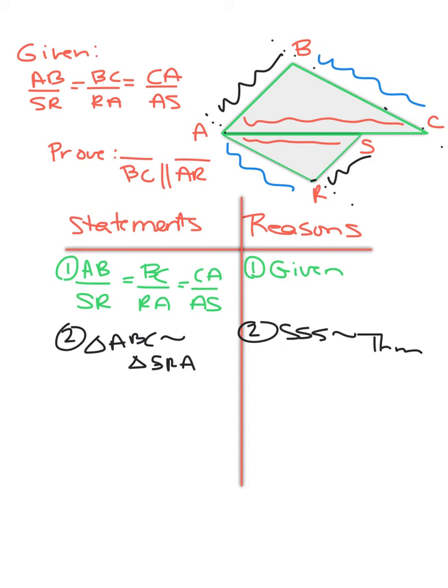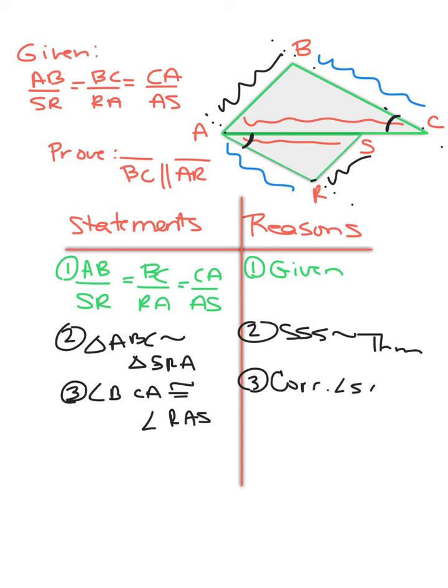And I notice that if I can say that this angle is congruent to this angle, which I can, then I have alternate interior angles if I have some parallel lines. So I'm going to kind of proceed that way. So I can say angle BCA is congruent to angle RAS, and that is because corresponding angles of similar triangles are congruent.